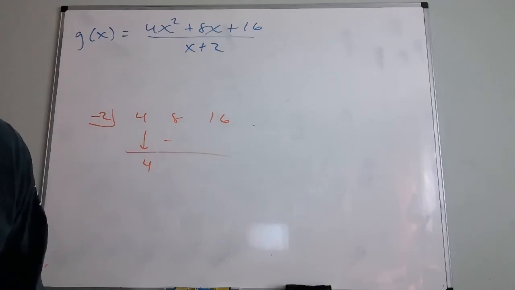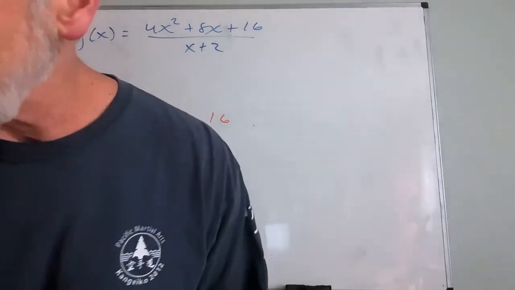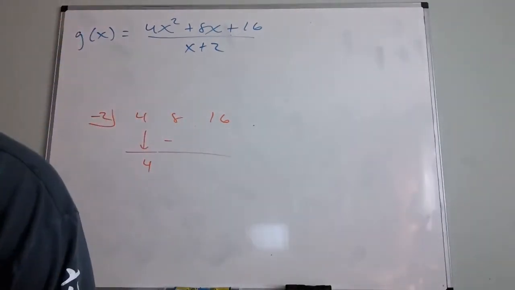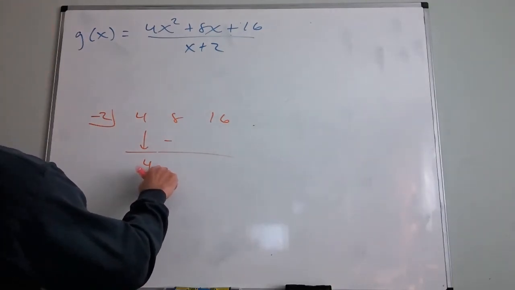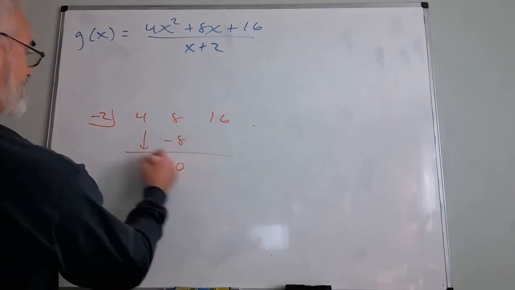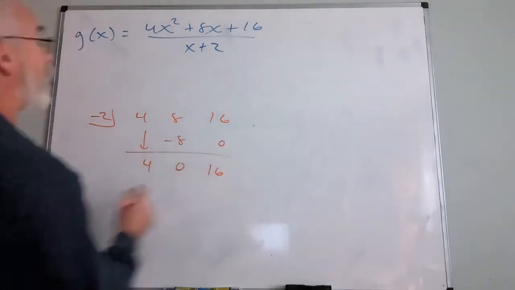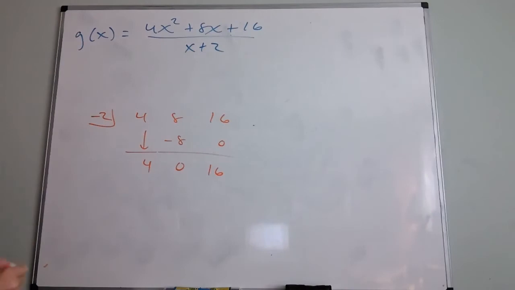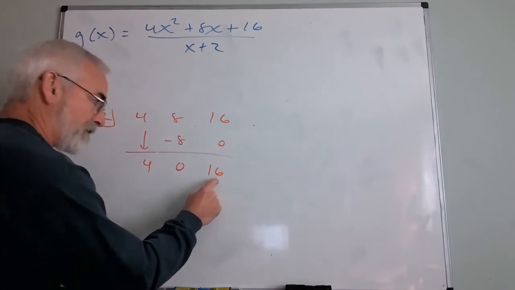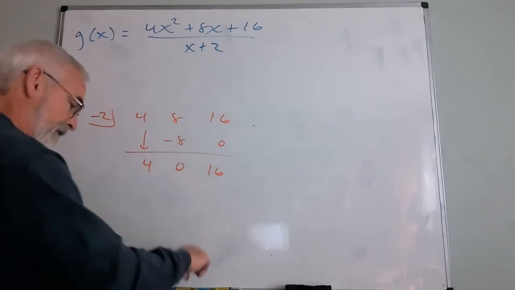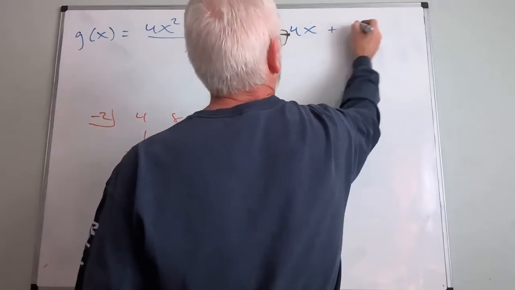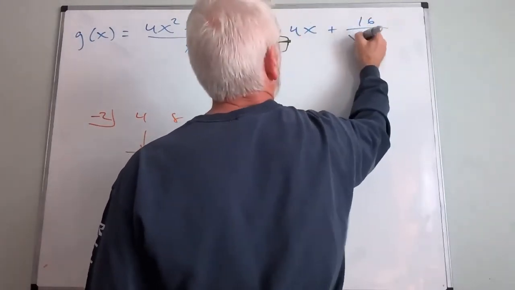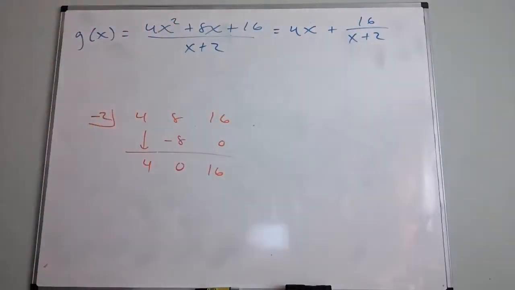Hold on a second, did I do this correctly? I think I did this correctly. That's going to be -8, and then that's 0. 2 times 0 is 0, and that's 16. Oh, this one works out very nice. That means that's the remainder, the constant, the linear term. So this is going to equal 4x plus 16 over x plus 2. It is equal to that.